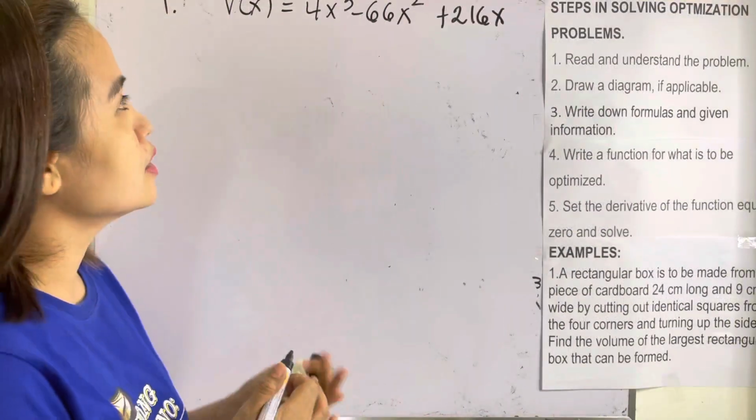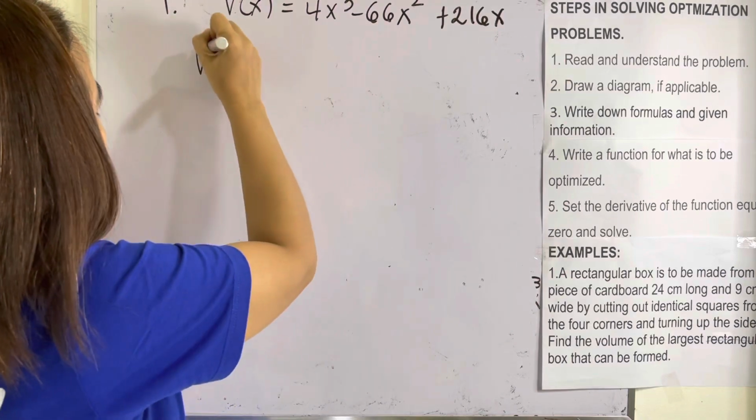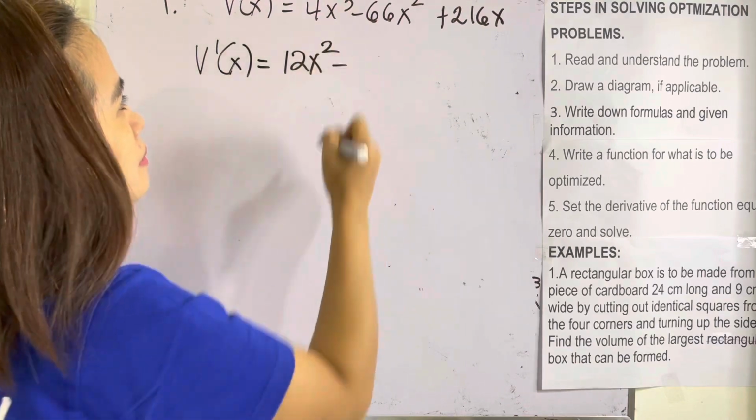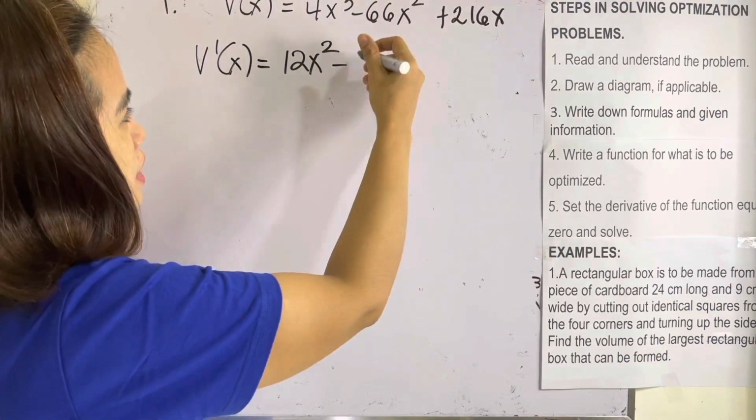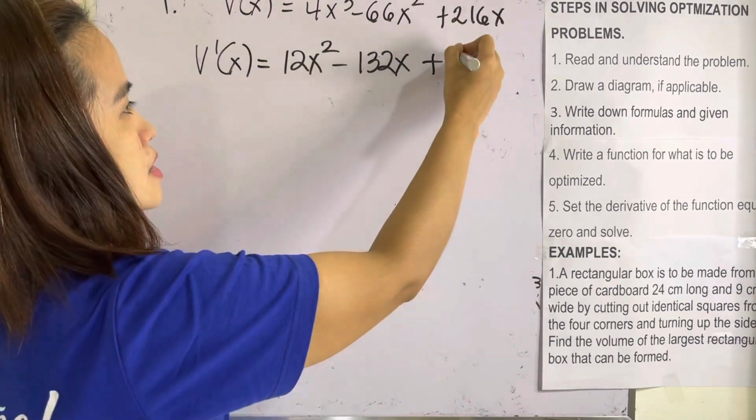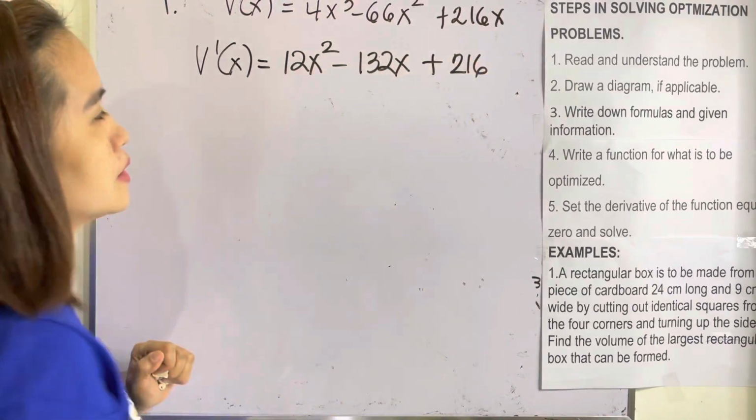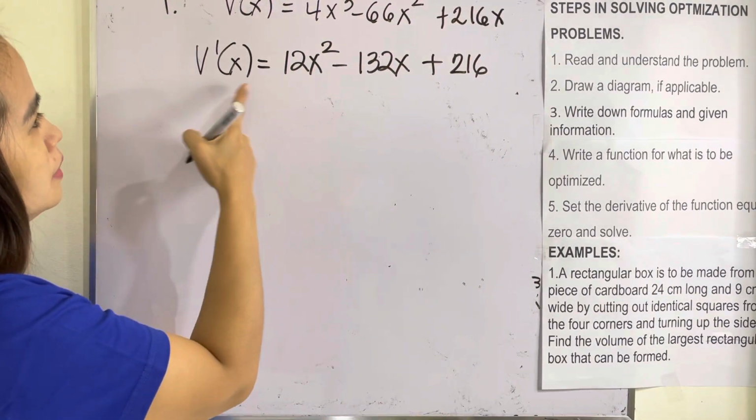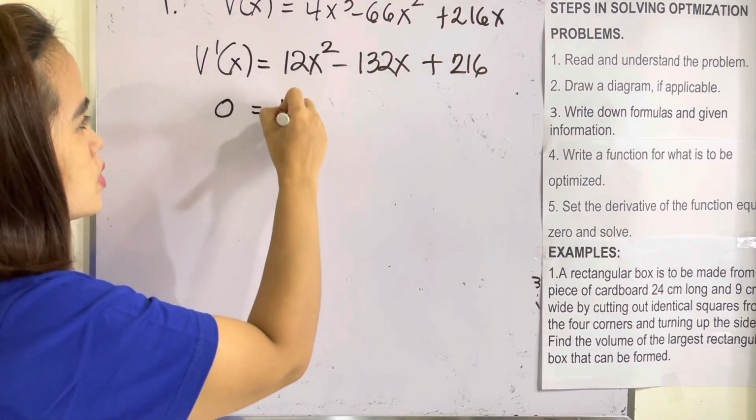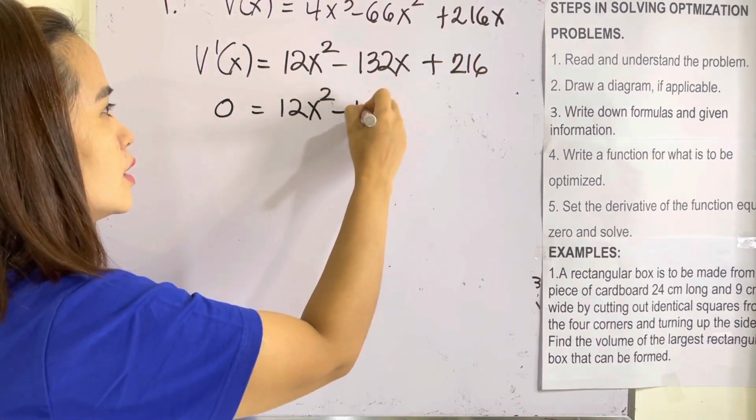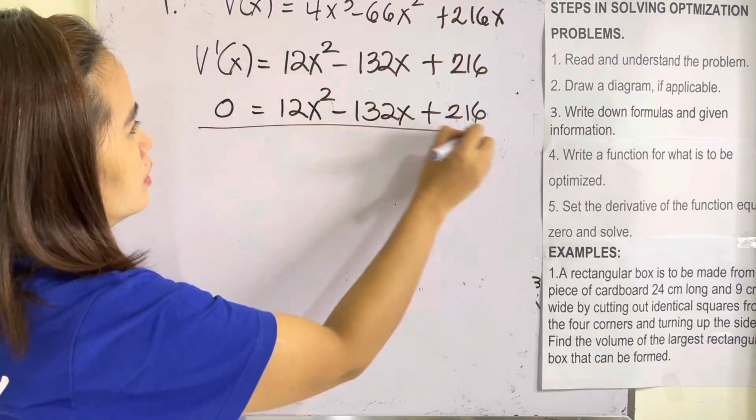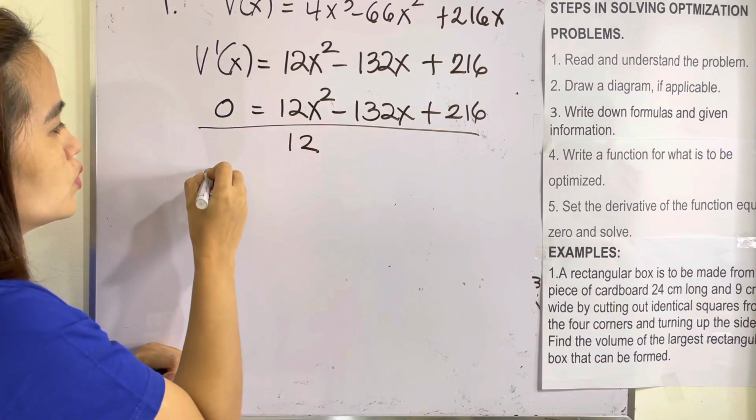So let us now get the first derivative of this. We have V prime of X is equal to 12x squared minus, the derivative of this is 132x, and the derivative of this is 216. Okay. So now how can we simplify this? Of course, we equate this one to 0. So we have 12x squared minus 132x plus 216. And we can divide everything by 12. So this one is 0.